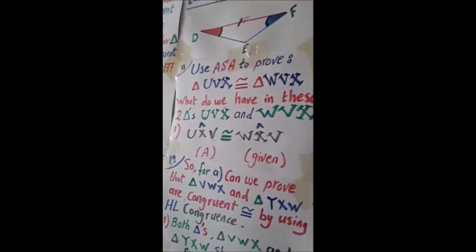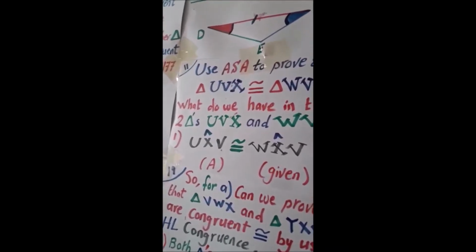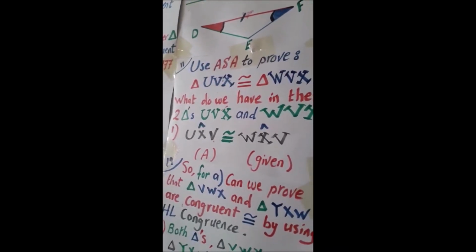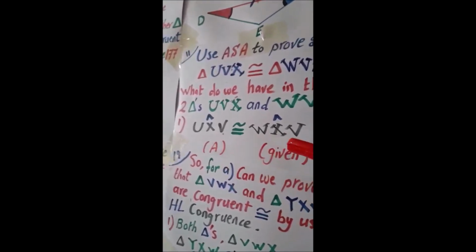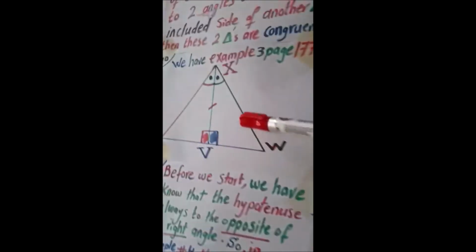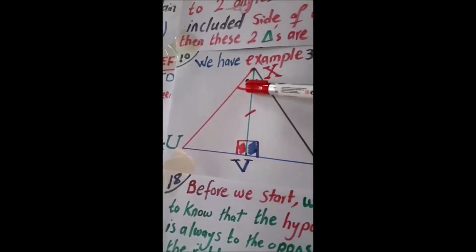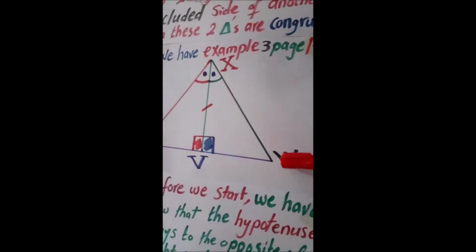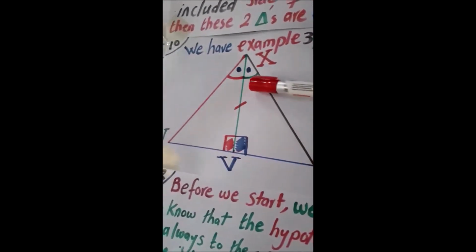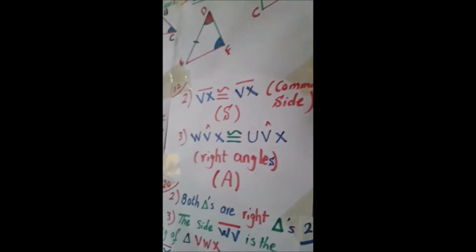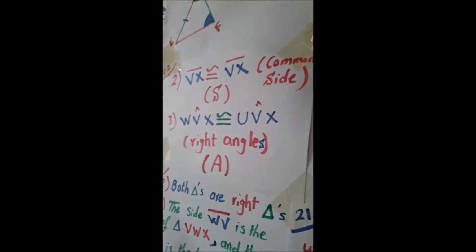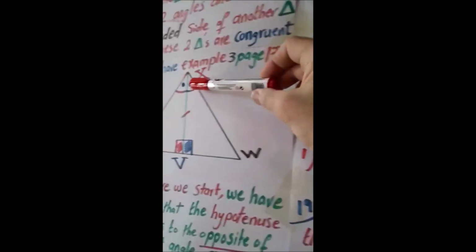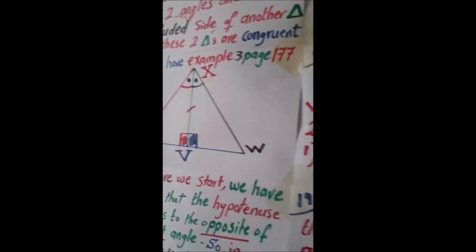Number 1, we have the angle UXV is congruent to WXV, and this is given from the question. These two angles, UXV and WXV, are congruent, and it is given. Excellent. Let me go to number 2. As we say, we have the common side. VX is congruent to VX. The green one is the common side between these two triangles.